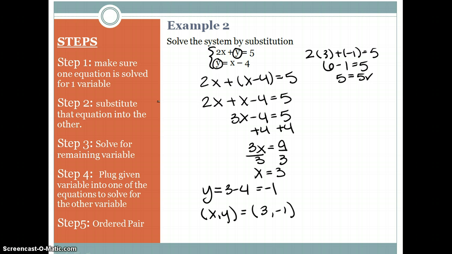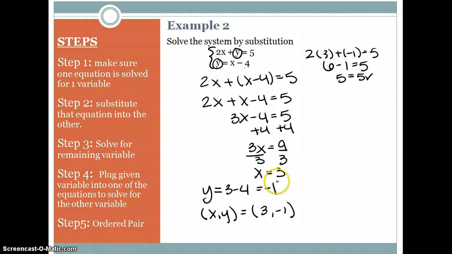So again, the key to this is the steps. The first step is to make sure one equation is solved for one variable, and in this case our second equation was solved for y. Step 2 is to substitute that equation that's already pre-solved into the other. So we use the y's to do so. And you'll notice again the y is removed and it's replaced using parentheses with what it was equal to in the second equation. Step 3 is to solve for the remaining variable, so all we have left is an x.